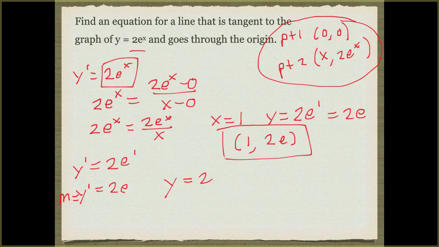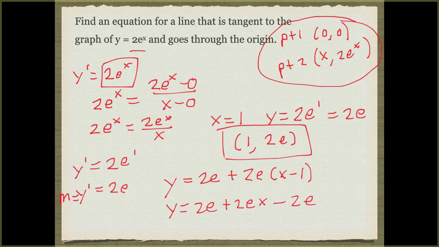So we have y equals 2e plus the slope, 2e, times x minus 1. And then when we do this, we could simplify this, we can leave it like this too, but we can simplify this one nicely. Y equals 2e plus 2ex minus 2e. The 2e's cancel out, and we get y equals 2ex. And that is the equation of our tangent line.